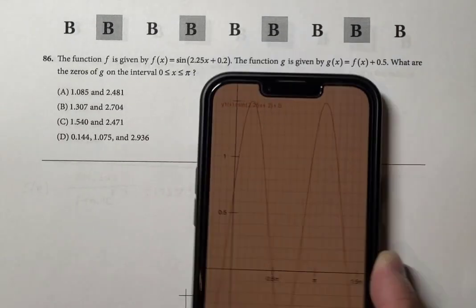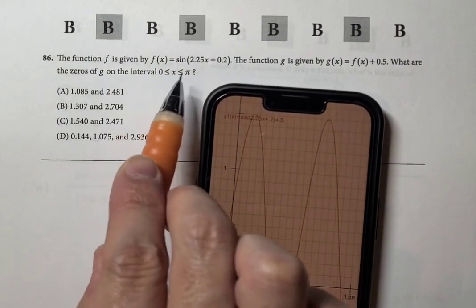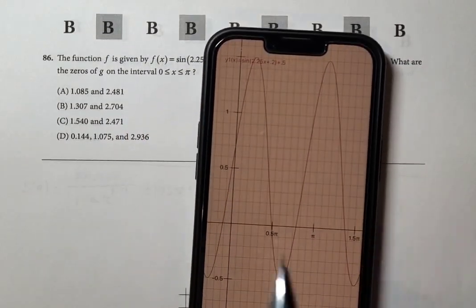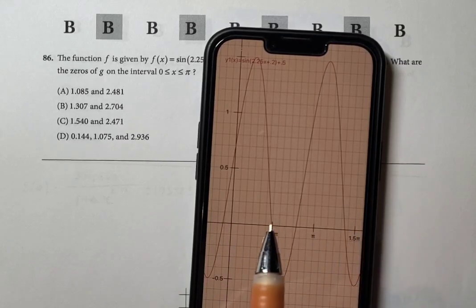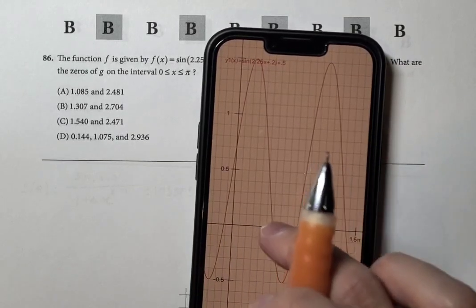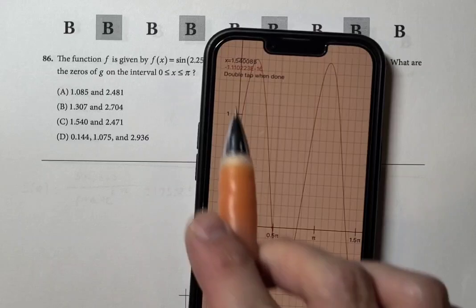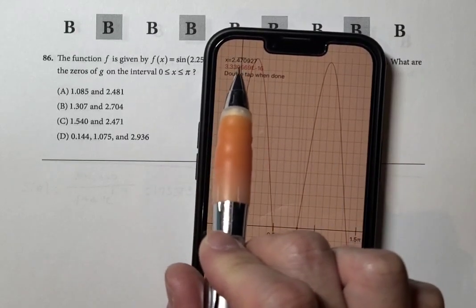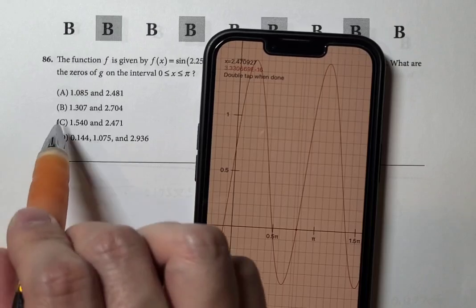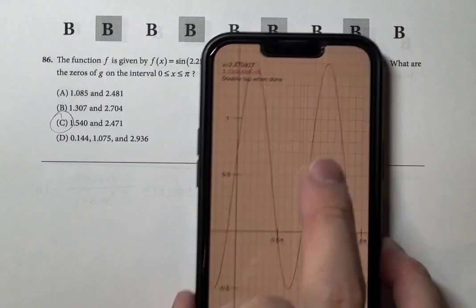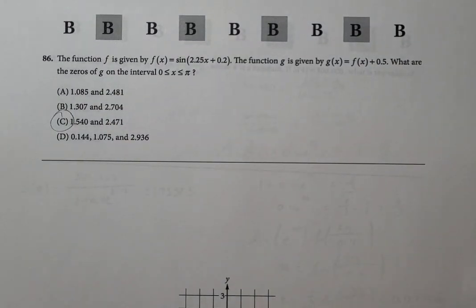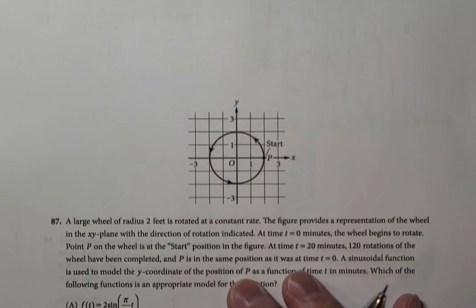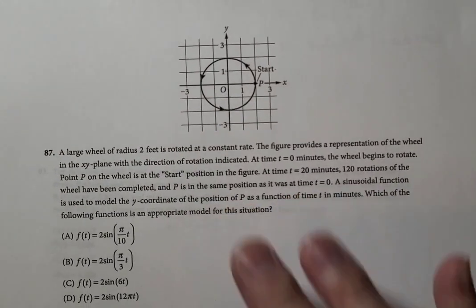Okay, got it. So you want the zeros between 0 and pi. Between 0 and pi, there are these two zeros. So let's find the roots. That's 1.54 and 2.47. Answer C. Multiple choice, you don't need to show any work. That's how I would do this one very quickly. Just use the calculator.